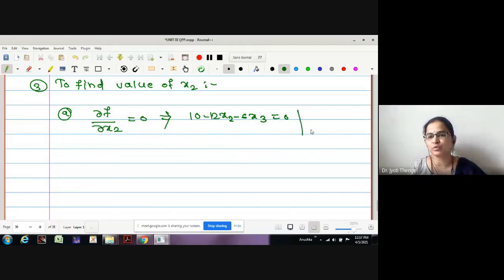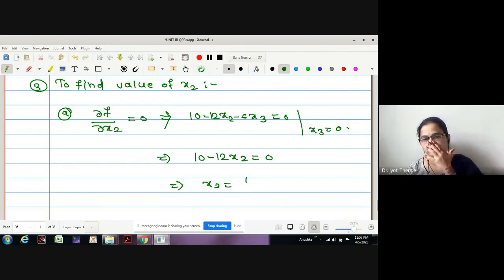Okay. Again, we have to put the non-basic variable x3 equal to 0. How much is the value then? 10 minus 12x2 equal to 0. Therefore, x2 is 10 upon 12, 5 by 6. Right?